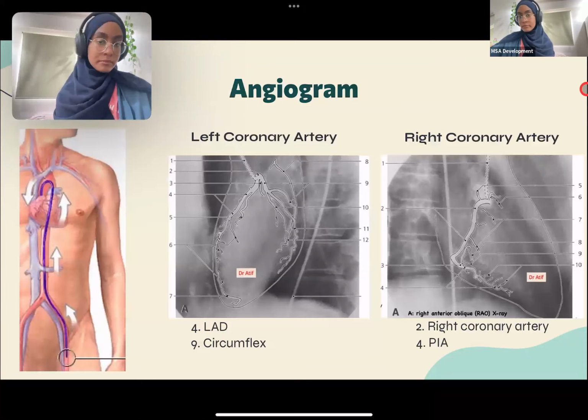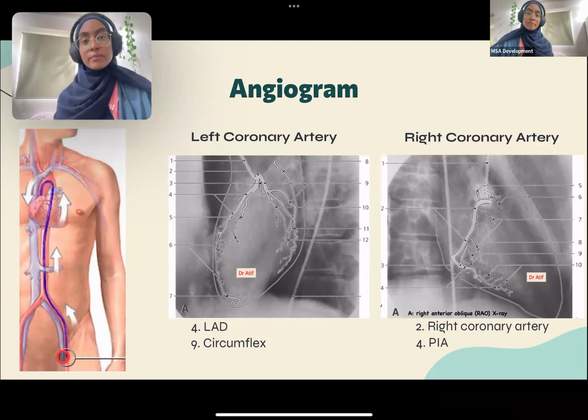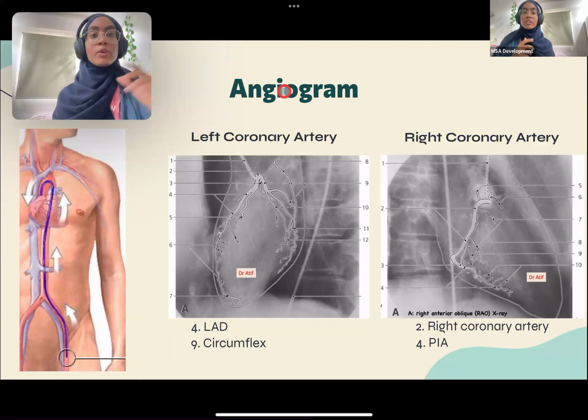So, okay. Now, what's an angiogram? Basically, we insert a catheter through the femoral artery or sometimes the radial artery. We go, then we enter the coronary arteries. Okay? Okay. And then we insert a dye or contrast. Okay. This is what we see. Right? This is extremely important. It can come in OSPE, it can come in SAQ, it can come anywhere.